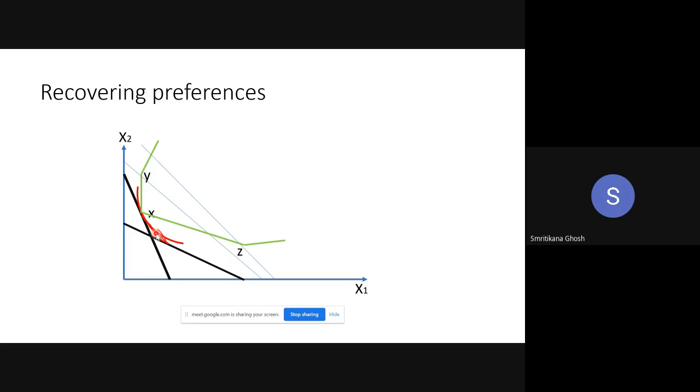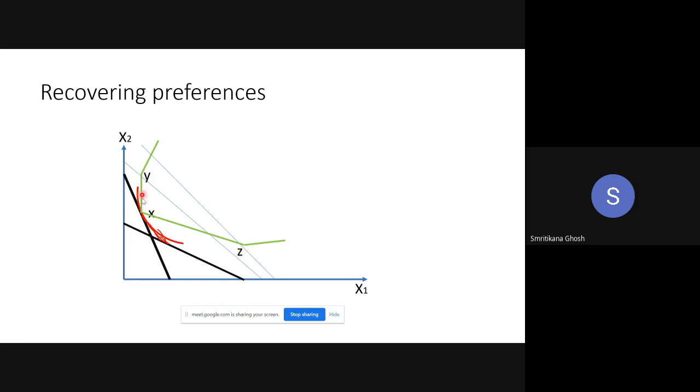Now you just repeat it. You should not stop here because it's an infinite process actually. You have to repeat. Look, there are some other budget lines. Some are parallel to each other, some are flatter like that. So you have to do this continuously. And in this way, the initial point was called X. Now you are getting Z. Similarly, you may have Y.